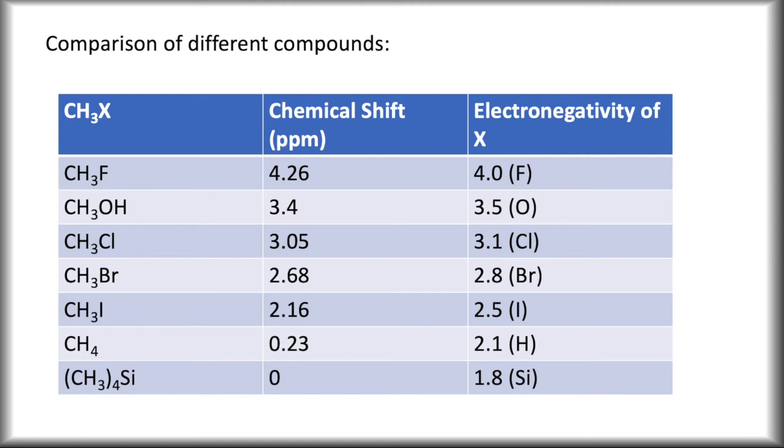So if we compare different compounds, you can see that those hydrogens in fluoromethane, fluorine of course being a very electronegative atom, have a chemical shift of 4.26. But as we decrease the electronegativity of the atom, from chlorine to bromine to iodine, the chemical shift will decrease as well. And you can see we've got tetramethylsilane there as having a chemical shift of 0.